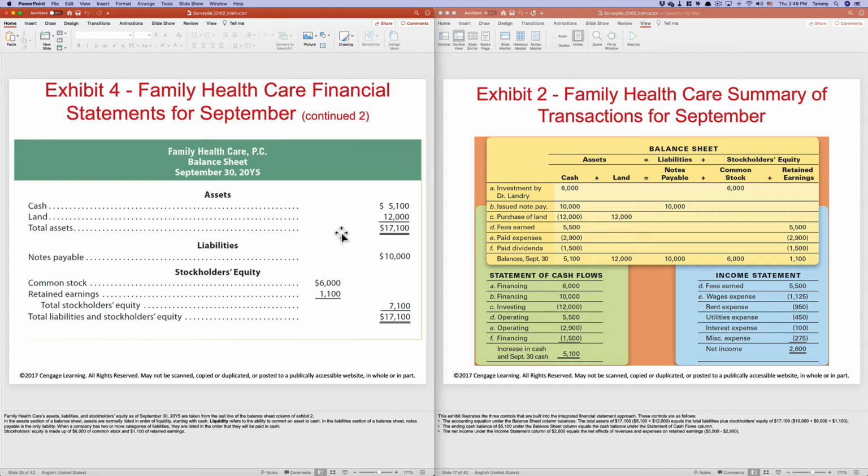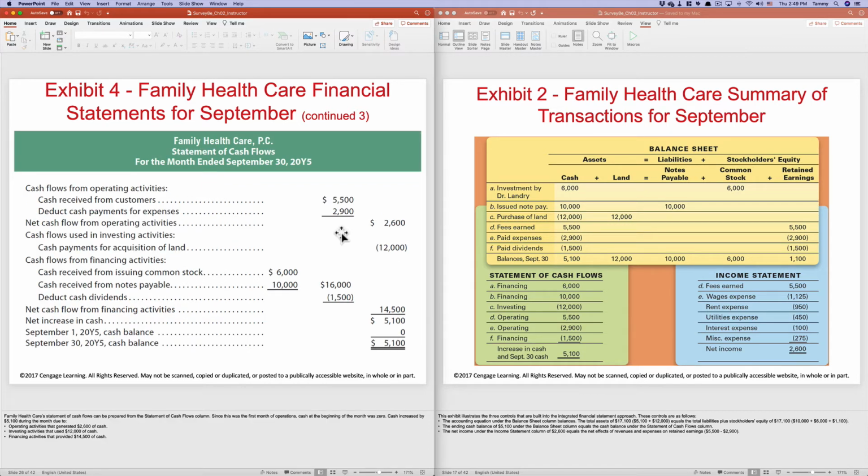Okay, the last financial statement then is the cash flow statement. And so here's our statement of cash flows. The statement of cash flows divides the flows into operating activities, investing activities, and financing activities.